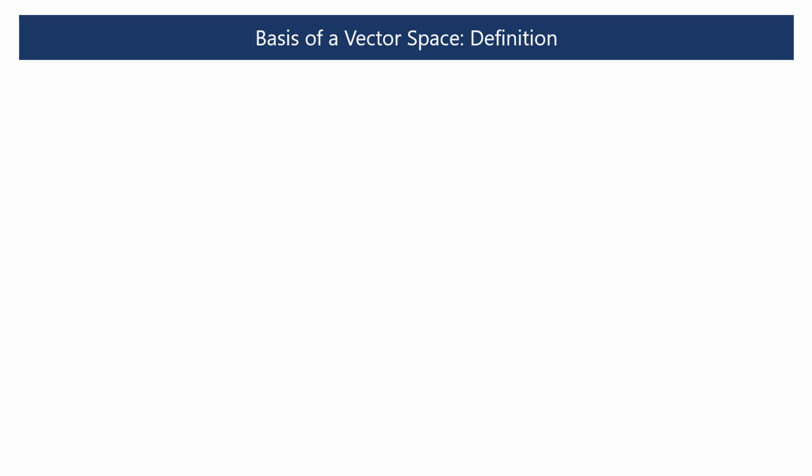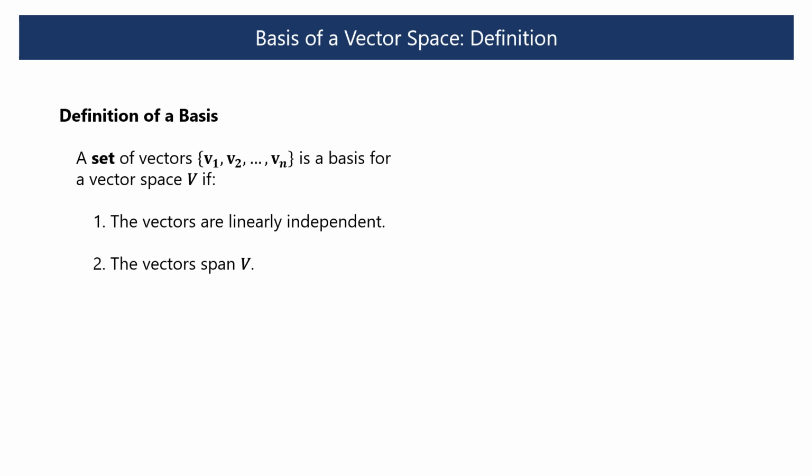Let's go on to another concept, basis of a vector space. A basis of a vector space V is a set of vectors in V that is both linearly independent and spans the entire space V. Let me clarify what linearly independent and span mean.